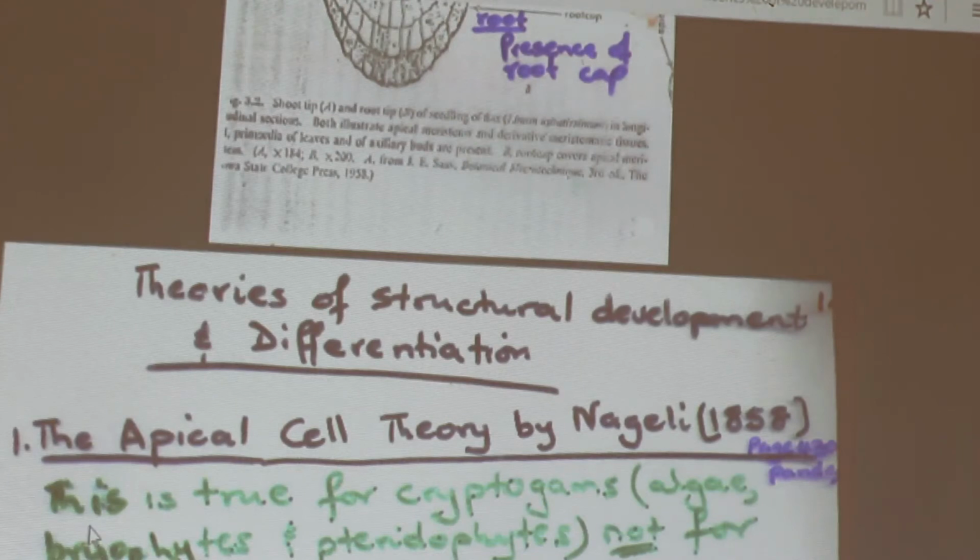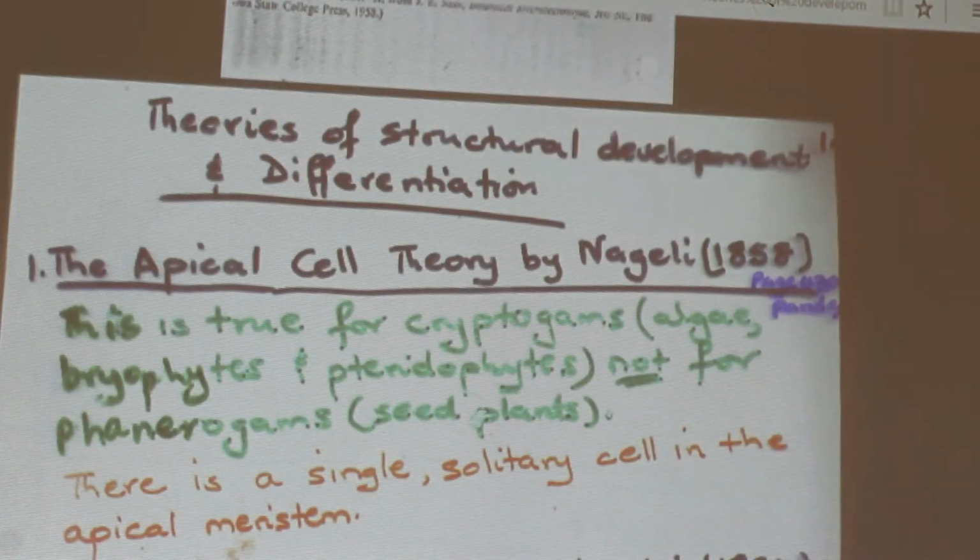Okay, so the arrangement of the meristem was studied by a number of people, and way back in 1858, a scientist by the name of Nageli, I've given you the reference in the book you're supposed to have, came up with the apical cell theory. Please note, theories are true for certain individuals. It doesn't mean because they're not true for everything that we reject them.